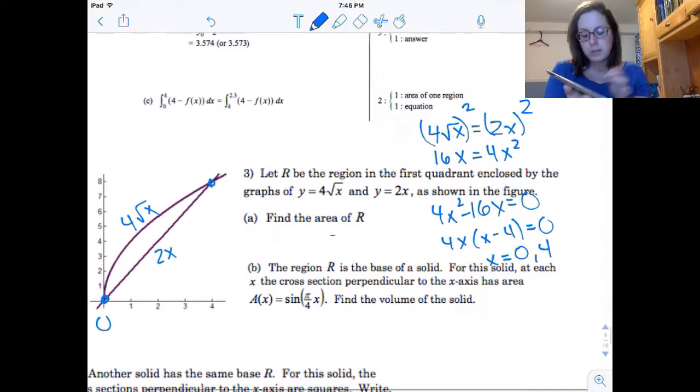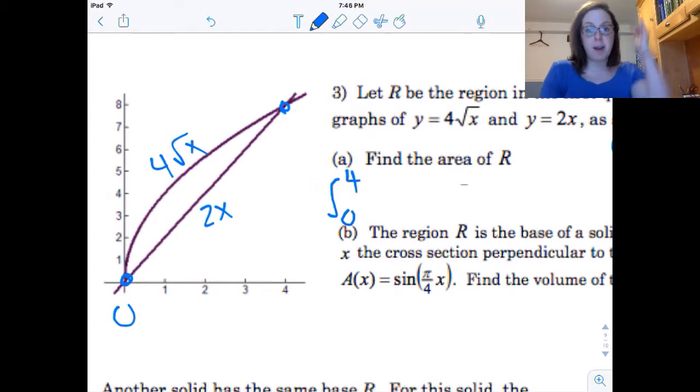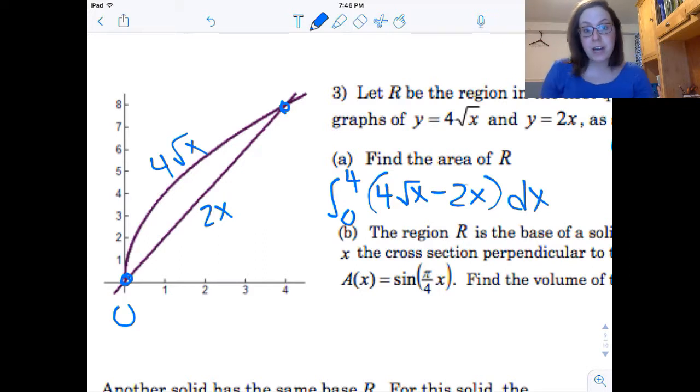So this is going to be the integral from 0 to 4. And when I do area, I want to do top minus bottom. So 4 radical x minus 2x dx. And again, I'm assuming that you guys can integrate it. I'm not going to do that. I want to focus on the concept here.